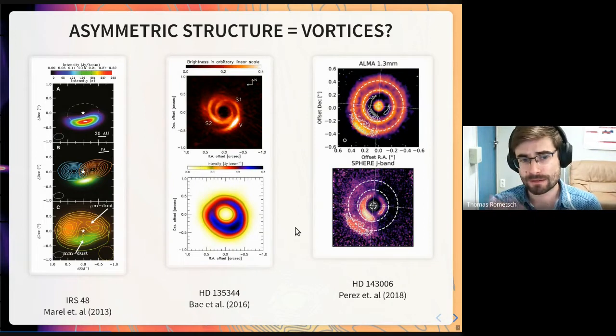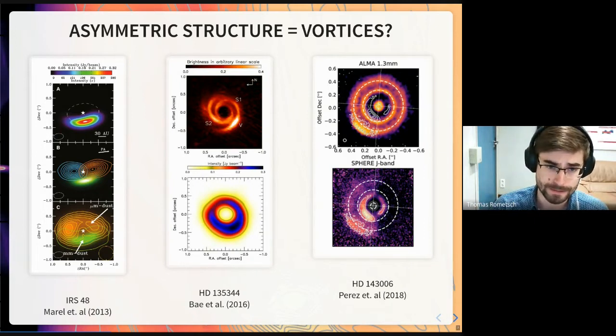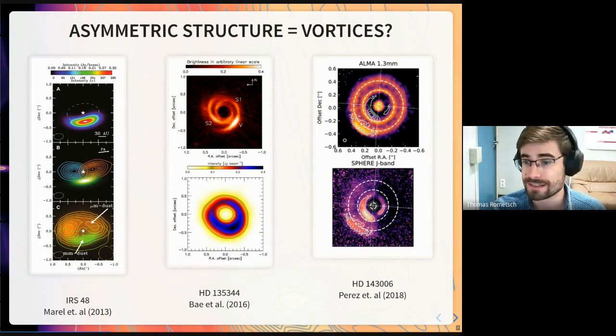And people having simulated disks before, they immediately jumped to one hypothesis, which is that these things are vortices. So vortices, kind of swirly motion, and in these disks, they attract matter, so they accumulate matter. And how do we know that?